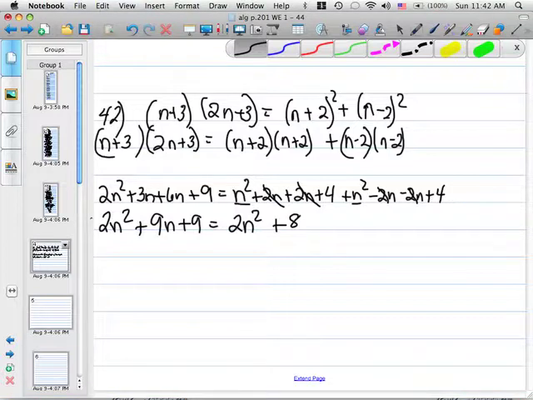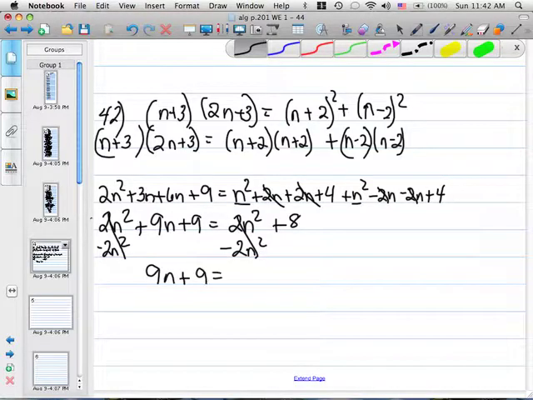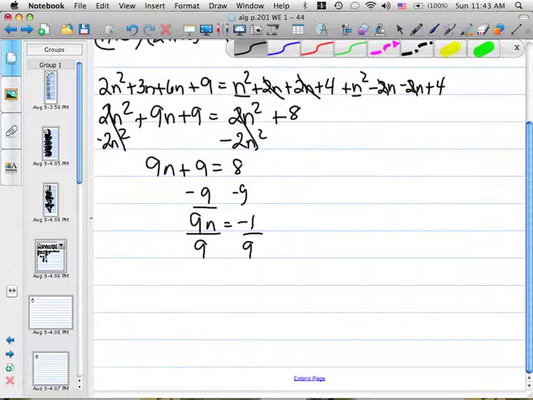So I need to get the n's on one side, and I start with the highest power, so I'm going to subtract 2n squared from both sides, so those go out. So now I have 9n plus 9 equals 8. Subtract 9. I have 9n equals negative 1. Divide by 9. My answer is n equals negative 1/9.